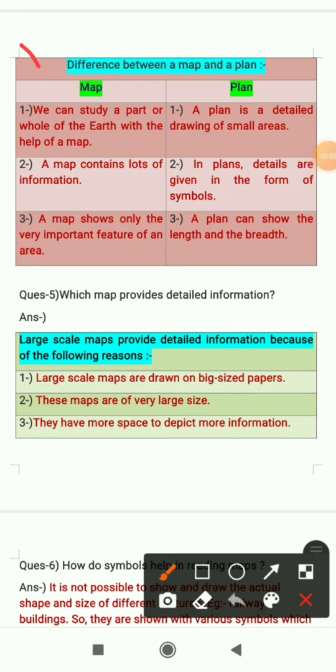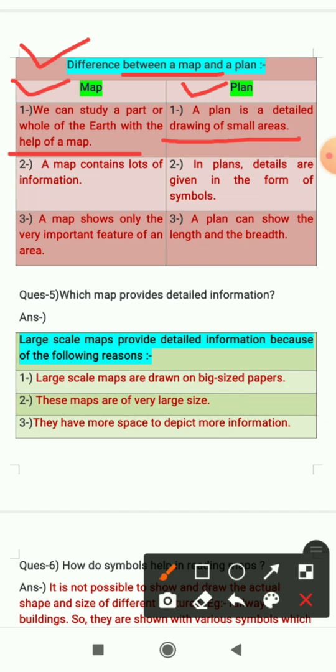The heading is difference between a map and a plan, and to show the difference we have made two columns. One is of map and one is of plan. So let's see what is a map. We can study a part or whole of the earth with the help of a map. And a plan is a detailed drawing of small areas, and with the help of a plan we can see a detailed drawing of small areas.